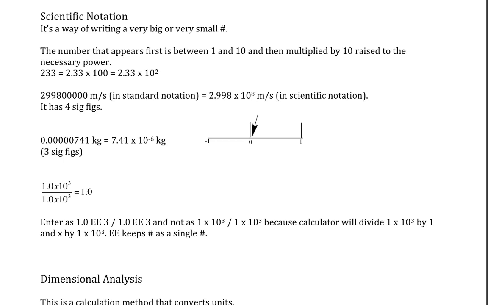That times 10 to the minus 6, the minus is in the exponent. And our number has 3 sig figs. All those leading zeros in the standard notation are not significant, they're placeholders. So the 741, those are the only sig figs, so we have 3 sig figs.